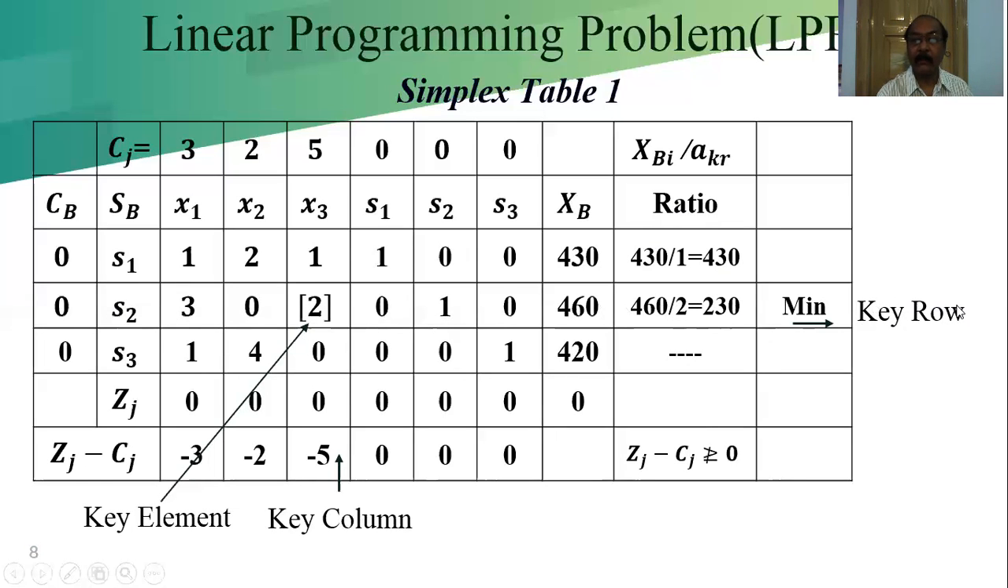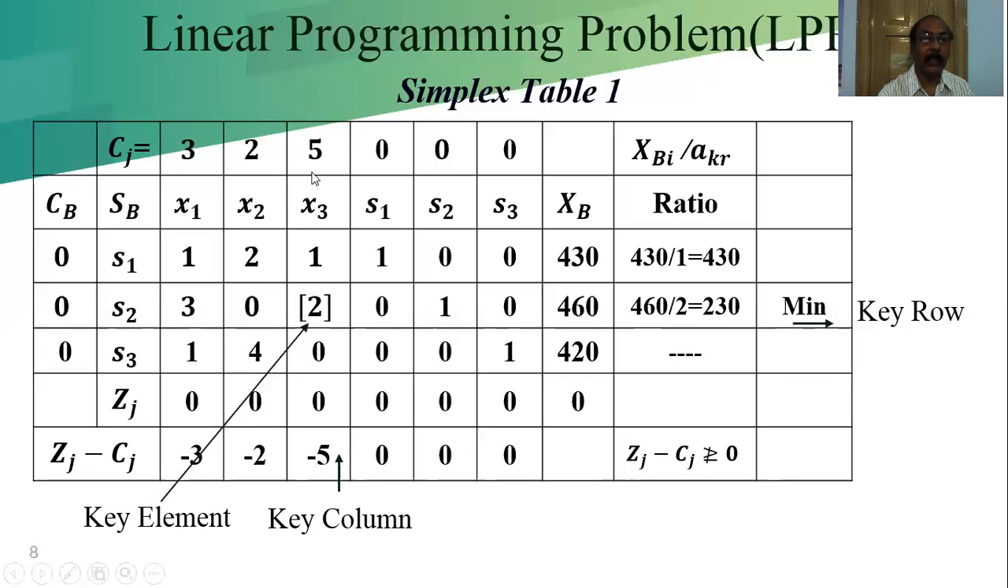Second row is our key row. Third column is our key column. At the intersection of the second row and third column, we get 2. So 2 is our key element.